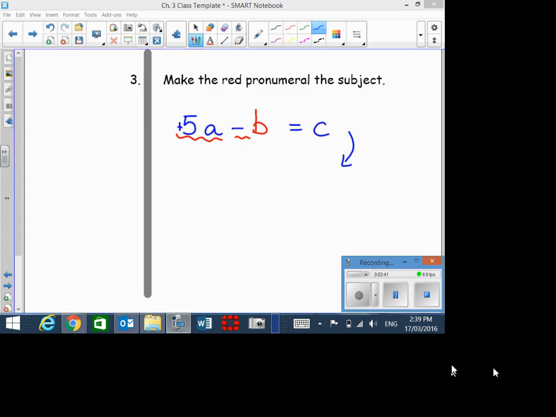5A is positive right now, so in order for me to get rid of it, I have to subtract 5A. If I do that, that means I've gotten rid of that 5A, so I just have negative B. I'm going to keep it red, because the red one is the one I'm going to get by itself. But now on my right-hand side, I'm supposed to say C minus 5A. But those are not like terms, so I'm going to have to write them separately.